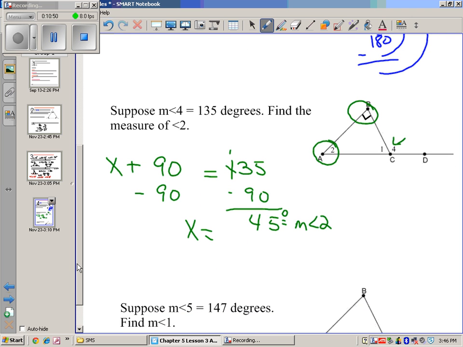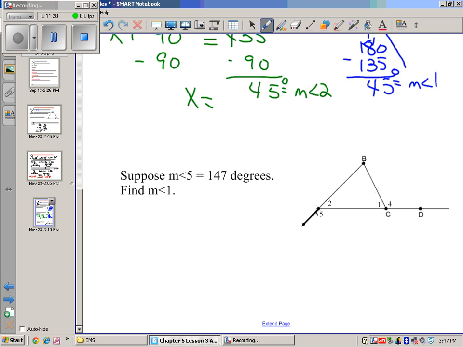Of course, we can try to find angle 1. Angle 1 we can find. We showed you the 1 and 4 on a straight line. So we can take 180 minus 135. So measurement angle 1 is 45 degrees. That's one way to find that. So then you could have 90 plus 45, which gives you 135 inside the triangle to find the outside. And we're going to do one more example for this lesson.